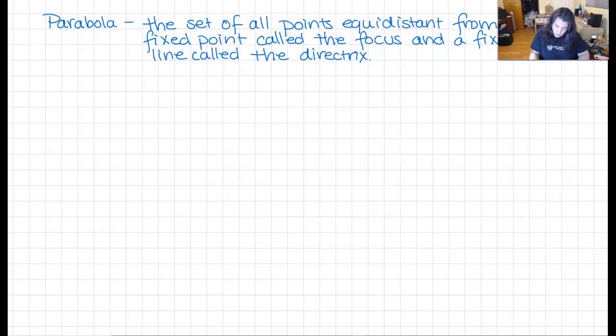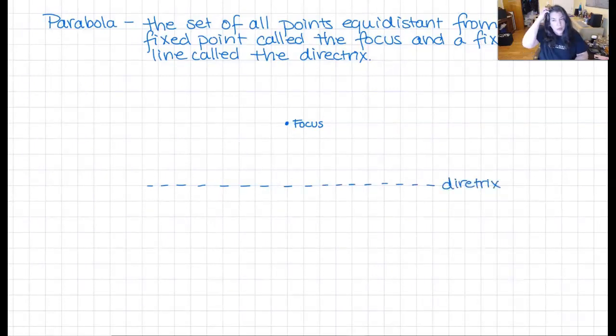So let's say that we have a focus. Let's just put it right there. We'll call that the focus. And then I'm going to go ahead and put a line down here, and we're going to call this the directrix. Now, halfway in between the focus and the directrix is always going to be the vertex.